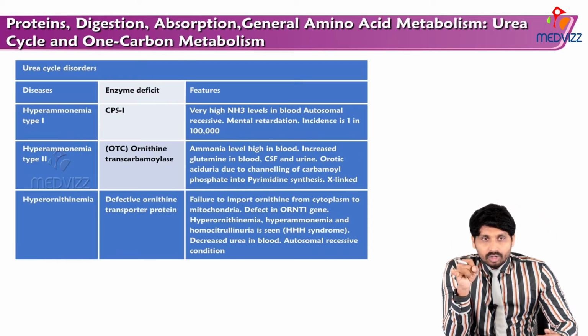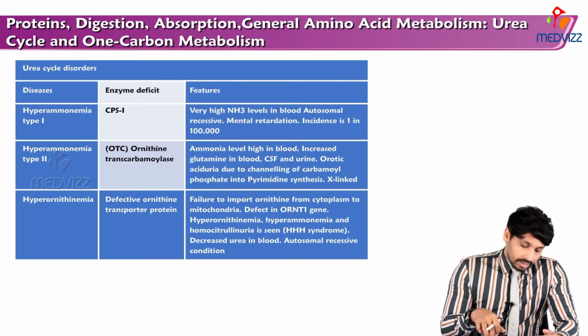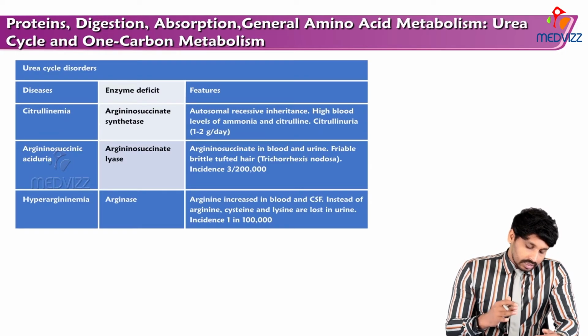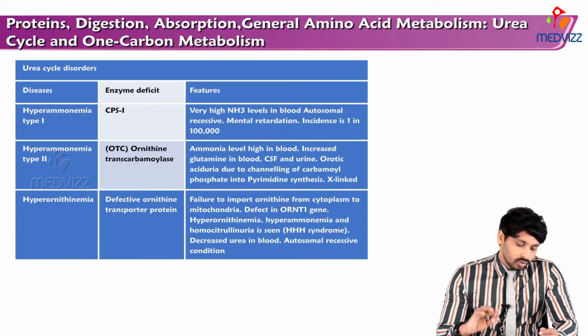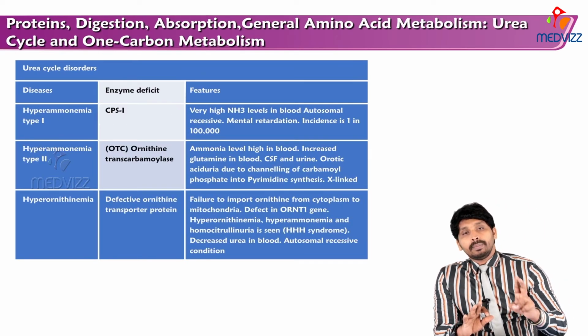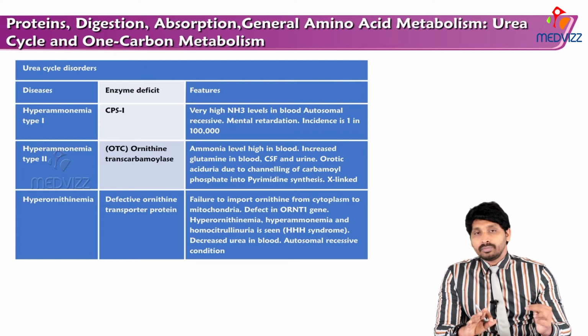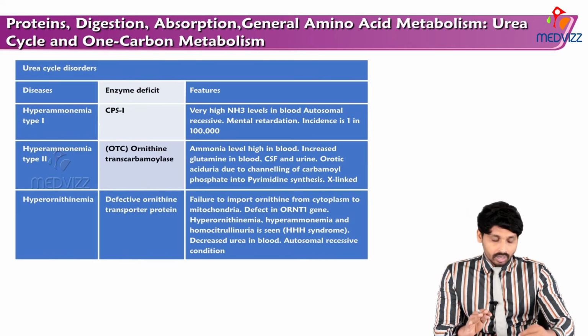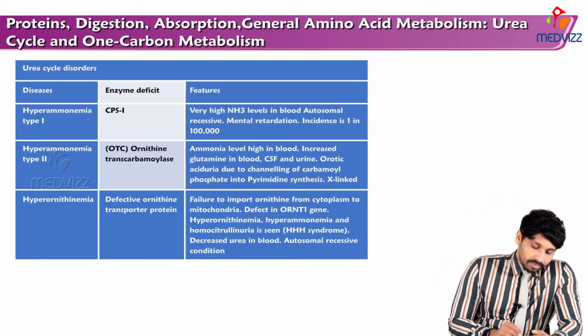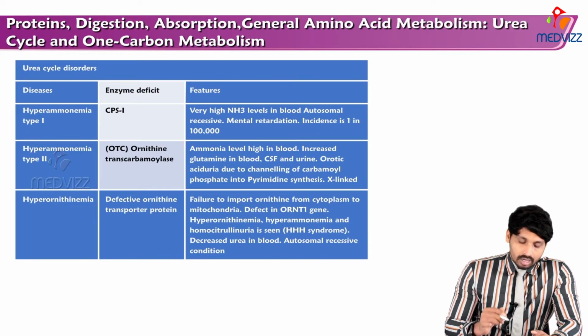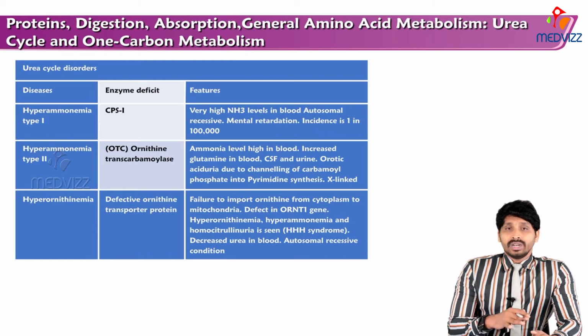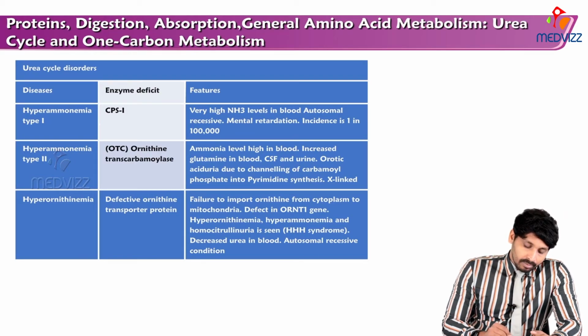Urea cycle disorders: hyperammonemia type 1, hyperammonemia type 2, hyperornithinemia, next is citrullinemia, argininosuccinic aciduria, and the least severe variant, hyperarginemia. The first two, hyperammonemia type 1 and type 2, are severe, and the patients are lethargic. The enzyme deficiency in hyperammonemia type 1 is the first reaction, CPS1. Ammonia itself accumulates, so high levels of ammonia can be seen in blood. It is autosomal recessive, with mental retardation, incidence 1 in 1 lakh.